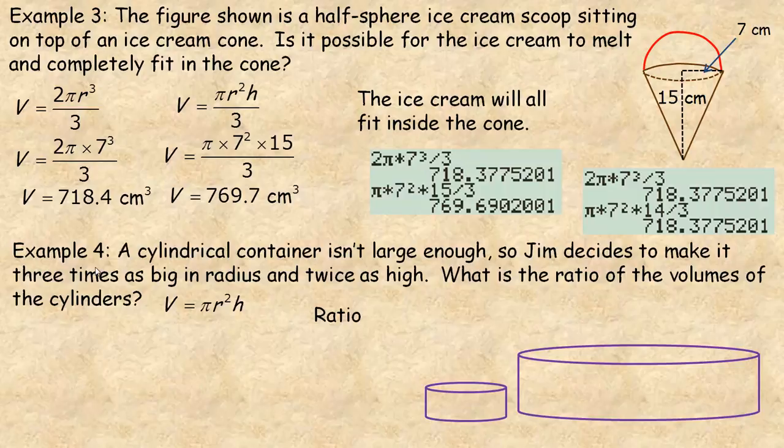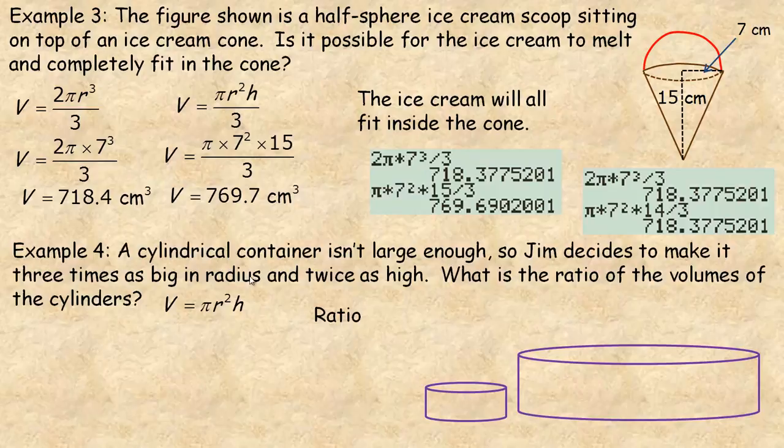Example number 4. A cylindrical container isn't large enough, so Jim decides to make it 3 times as big in radius and twice as high. So he's changing 2 different dimensions by different amounts. And we're asked, what is the ratio of the volumes of these 2 cylinders? So it's a cylinder, so here's the volume formula, and we'll get into the ratio for a second. So this is what it kind of looks like. We've got this container, which is pretty small.